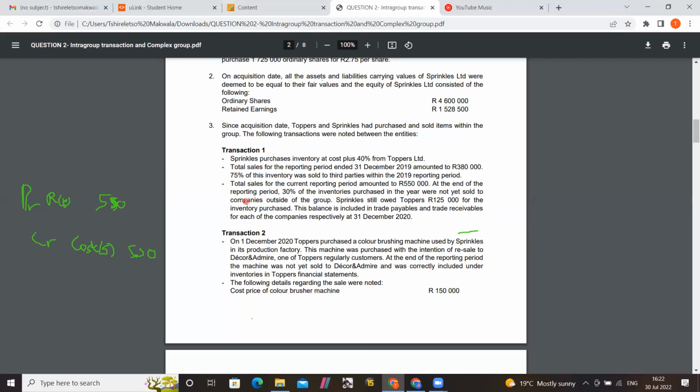Remember what happened this year. This year now, this inventory was sold. This 25% was sold. So how do we recognize this year's balance? We're going to debit inventory. So basically, realization is like the opposite. So debit inventory, and then credit what?